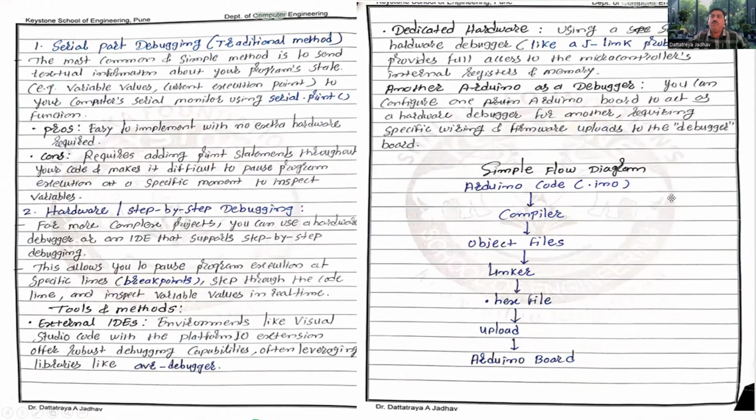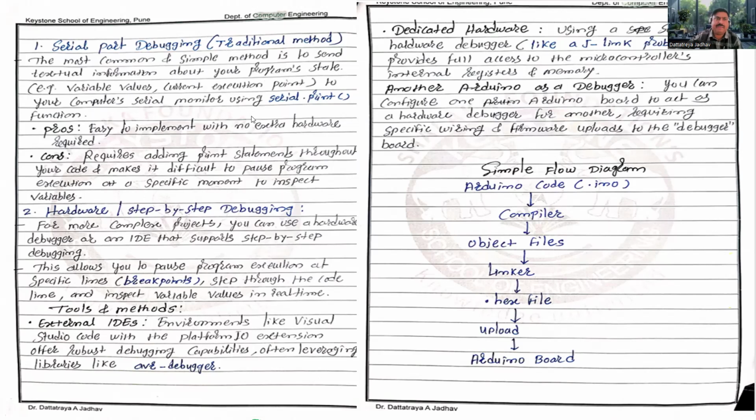So in debugging, the first method is serial port debugging, which is the traditional method. The most common and simple method is to send information about your program's state, for example variable values and the current execution point, to your computer's serial monitor using the Serial.print function.